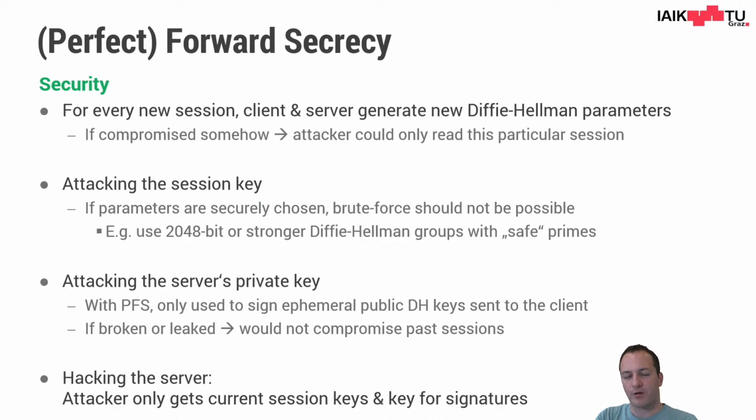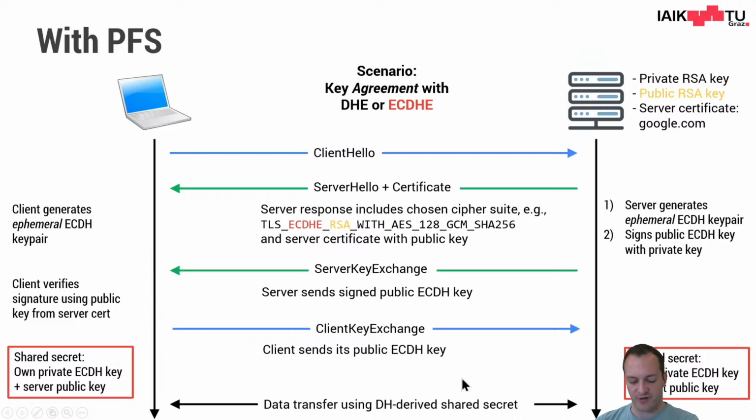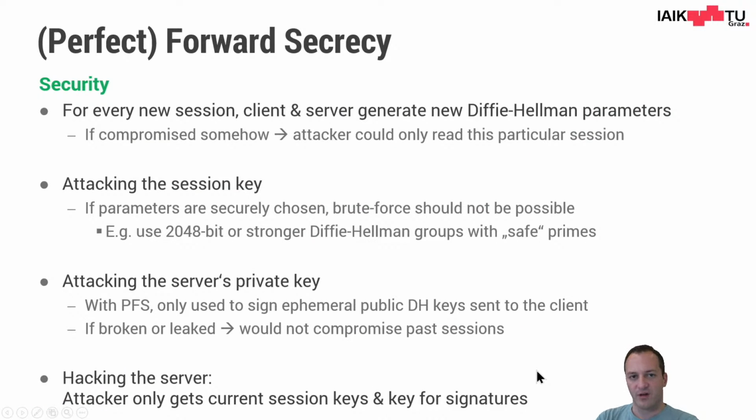What could we also do? We could, of course, attack the session key itself, this shared secret here. But if the parameters for that are chosen securely, if you do not rely on, let's say, insecure elliptic curves or small insecure finite groups with Diffie-Hellman, if you're using only DHE, not ECDHE, then brute force should not be possible. This means, for example, you should use at least 2048 bits or stronger Diffie-Hellman groups with safe primes. If you do that, then it's computationally today still very expensive to brute force such a session key.